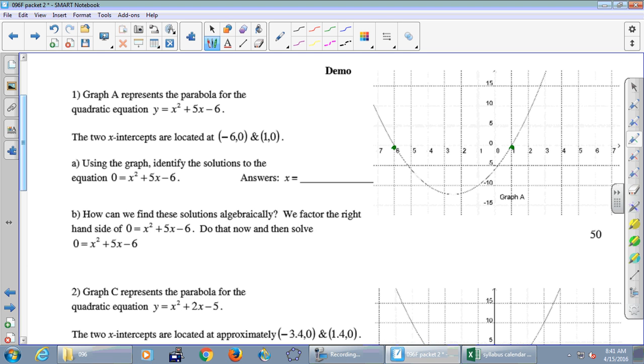We can use the graph to identify solutions to this equation, 0 equals x squared plus 5x minus 6, which is exactly the same as this equation, except for what change? The y is now 0, and places where the y is 0 are exactly the two dots that we've plotted, right? Those are the places where the y is 0. And so solutions to that equation are x equals what numbers? -6 and 1.